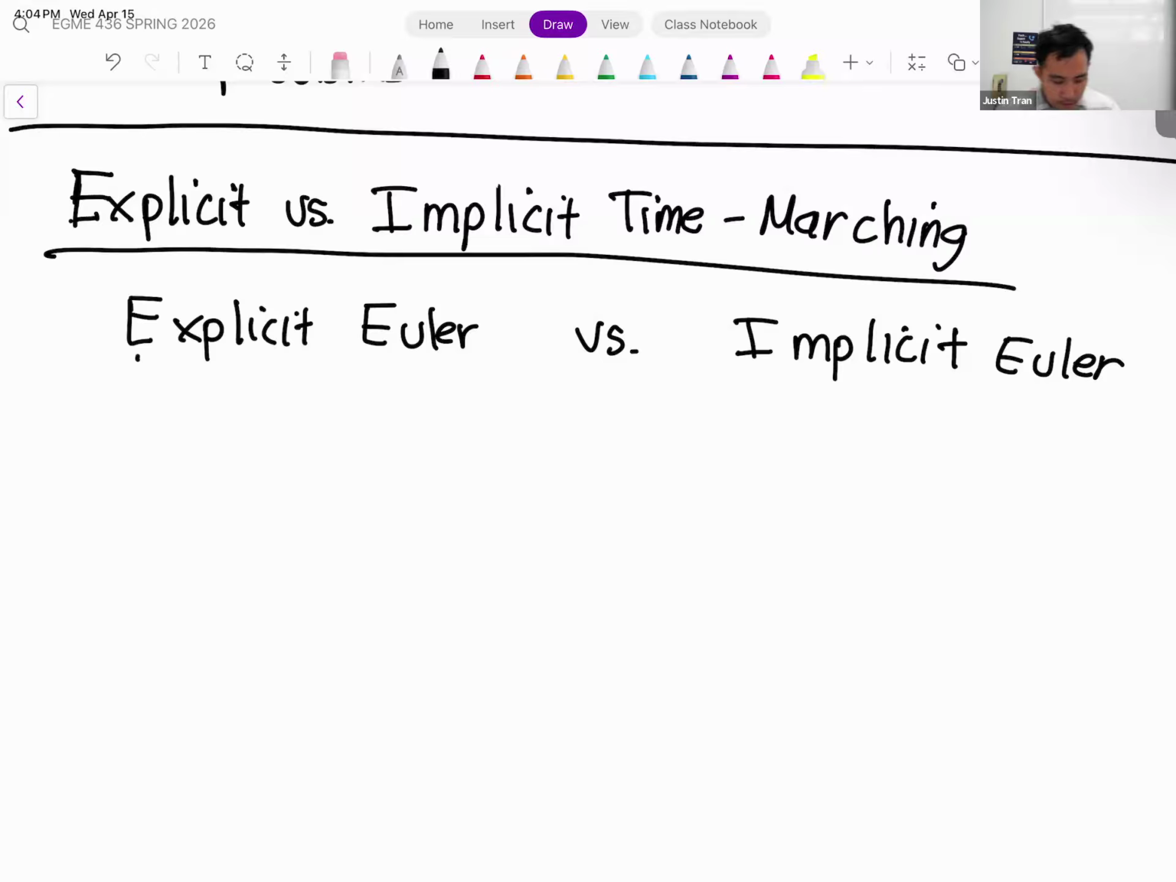Okay. So let's go over explicit first. So that was the first one that we learned. And the benefit with explicit methods is that you obtain an explicit expression for the value of the solution at the next time step for every point.